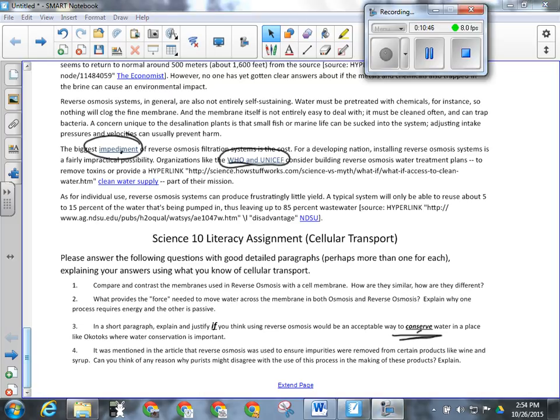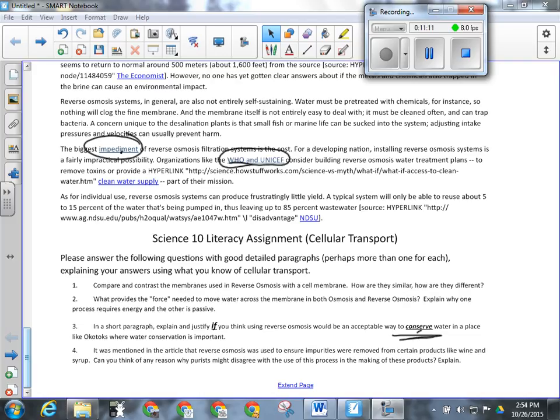Okay, so some ideas for things to include in your answers here. For number 1, you want to compare and contrast. So we want to look for similarities as well as differences. Similarities could be in what they do, right? A reverse osmosis membrane and a cell membrane do similar things. Okay, what do they do? That could be some of your comparing.